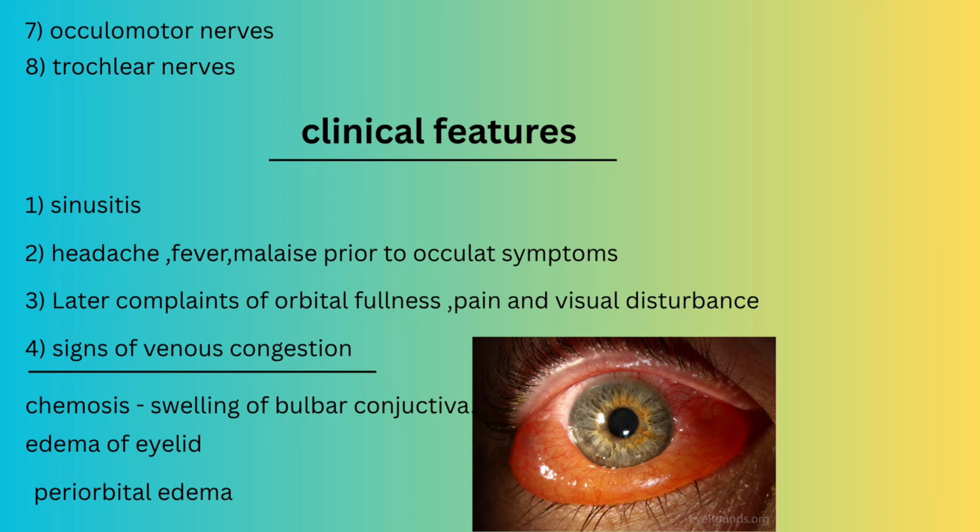In the signs of venous congestion, the first one is chemosis. What is chemosis? It is a swelling of the bulbar conjunctiva. And the second one is edema of the eyelid, and the third one is periorbital edema. These three features come under the signs of venous congestion. So the first one is chemosis, the second one is edema of the eyelid, and the third one is periorbital edema. The picture is clearly showing the swelling of the bulbar conjunctiva, right? It is nothing but chemosis.